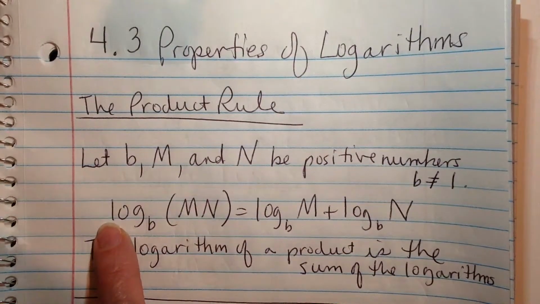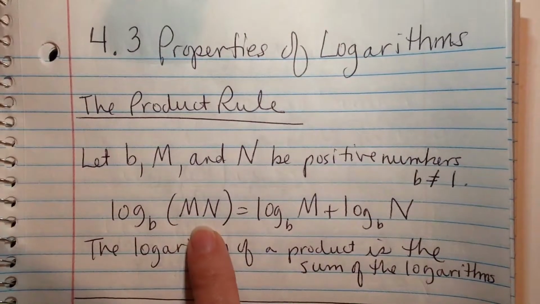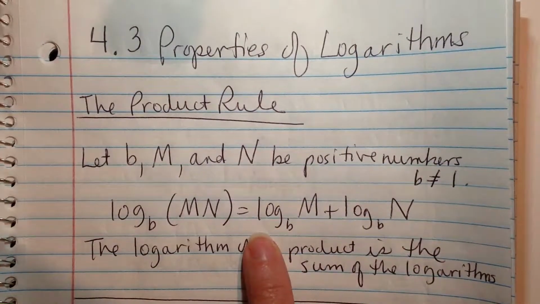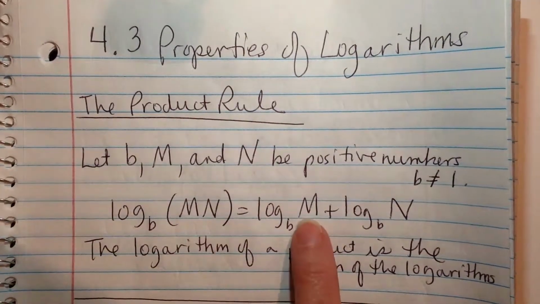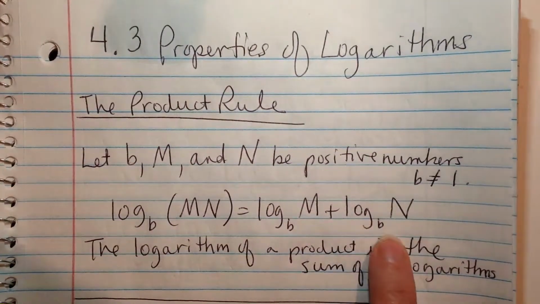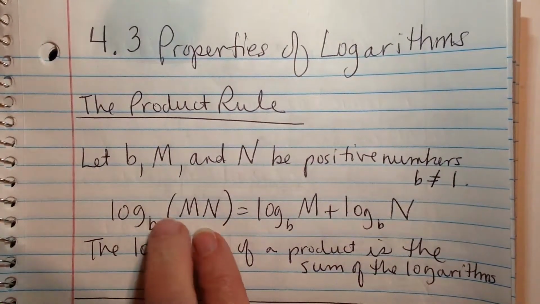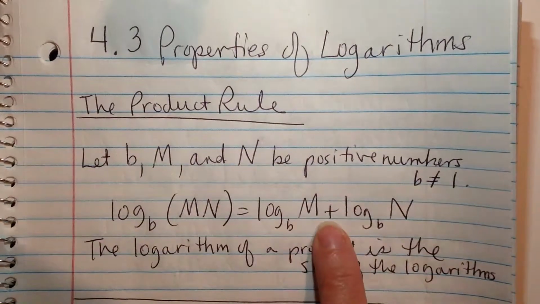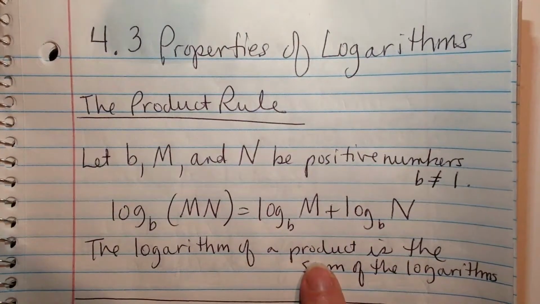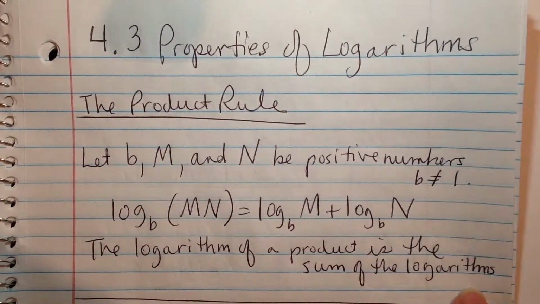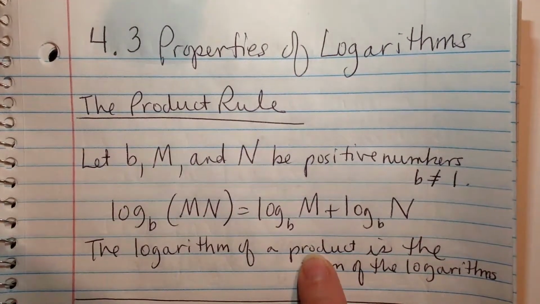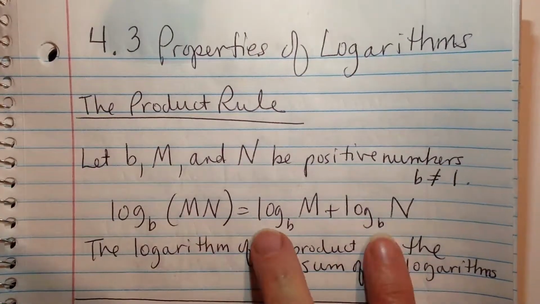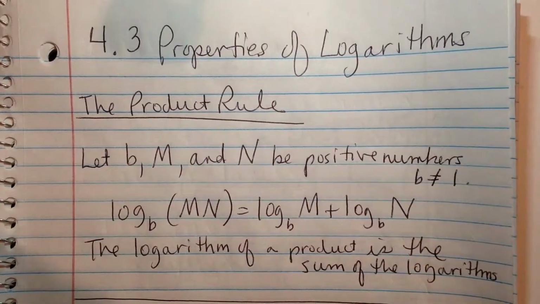When you have a logarithm in the form of log base B of M times N, it equals, you separate them apart, log base B of this first letter M plus log base B of N. So to use the product rule, you separate them apart into two different logs with a plus sign in the middle. The logarithm of a product is the sum of the logarithms. Sum meaning to add. Product meaning to multiply. So the logarithm of a product is the sum of the logarithms.